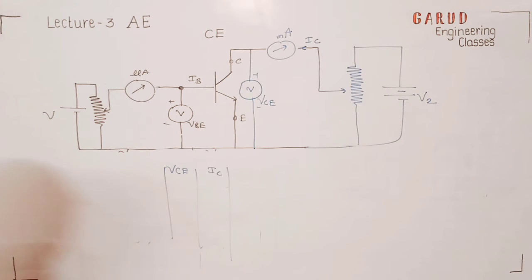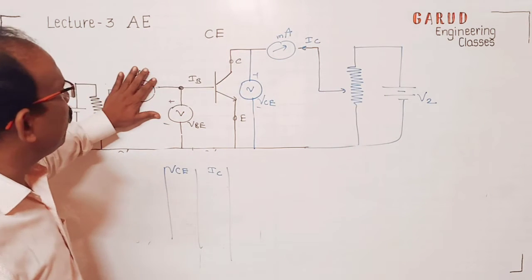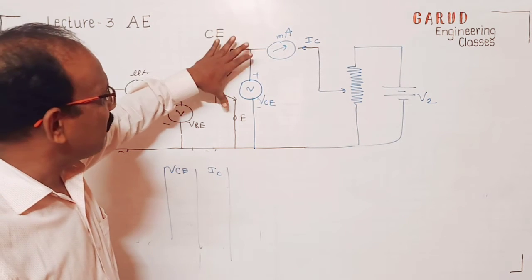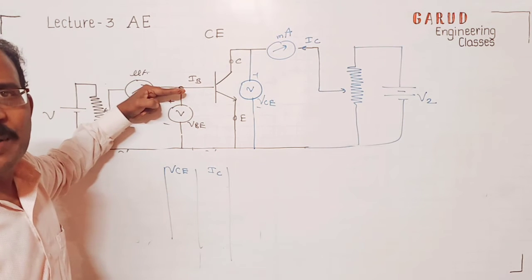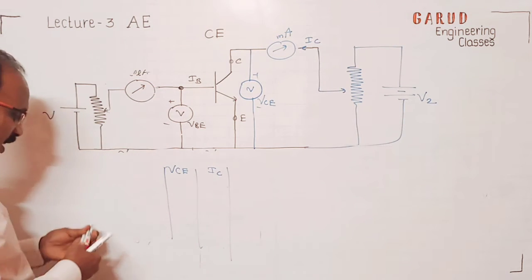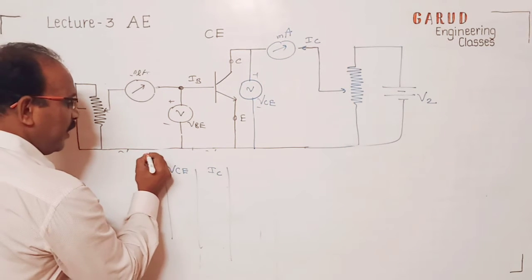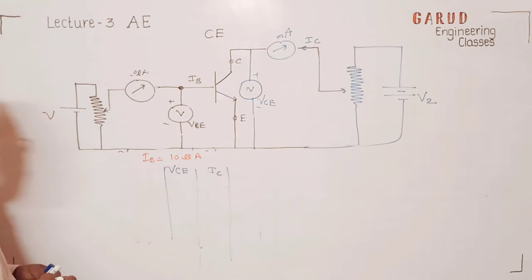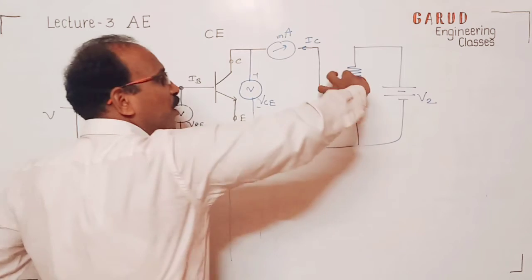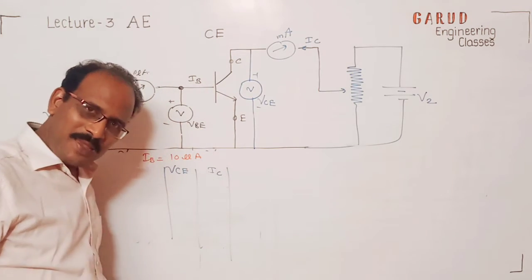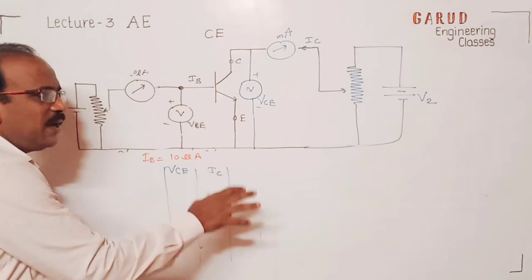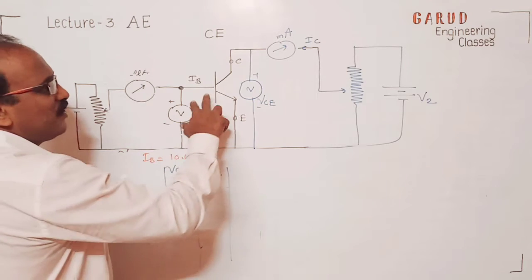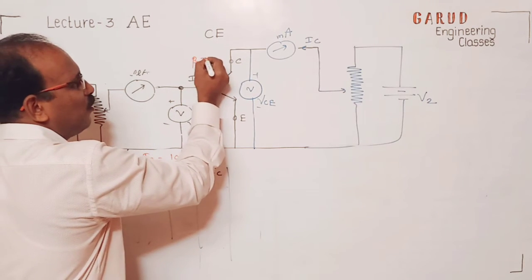Now we have to keep the input part stable, but this is a current device. To maintain this stable, we have to maintain the input current stable. So in the first case, I say IB equals 10 microamperes. We have to maintain IB stable and keep on varying this. You know the multiplication factor, this is the current multiplication factor. I say beta equals 10.